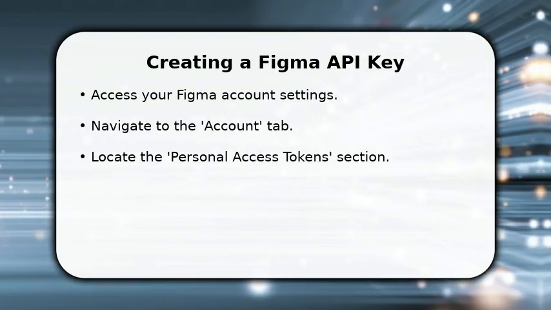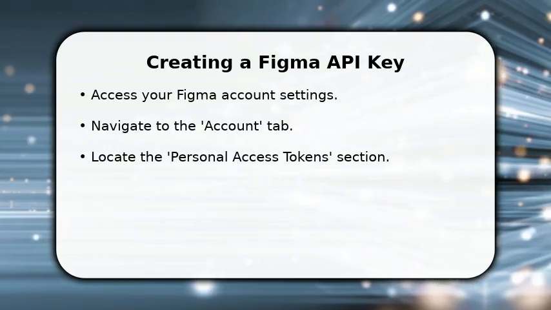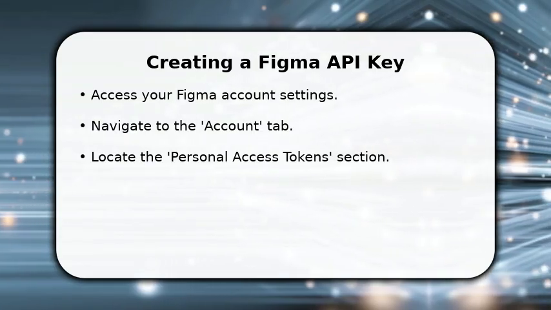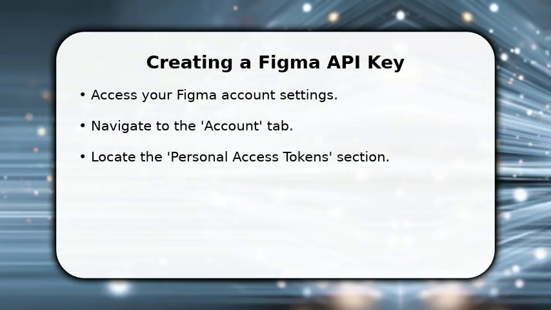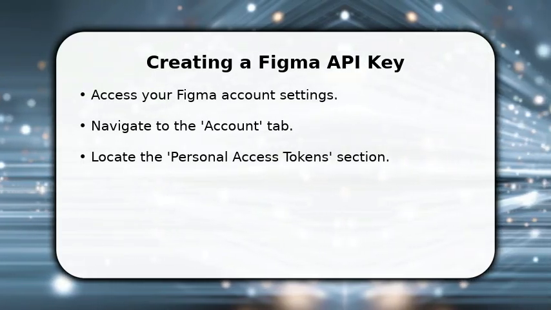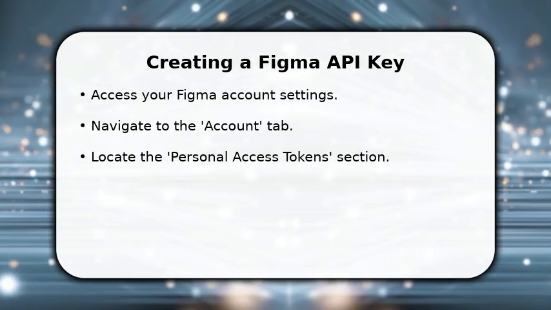First, log into your Figma account and click on your avatar in the top left corner. From the drop-down menu, select Settings to open your account preferences. Once in Settings, navigate to the Account tab. Scroll down until you find the Personal Access Tokens section. This is where we will begin our key generation process.